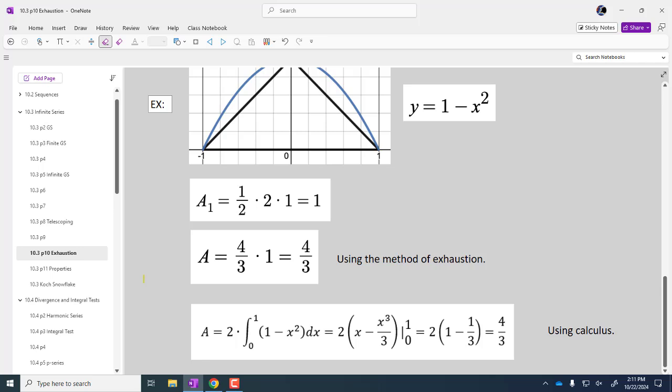So they call this the method of exhaustion. You're kind of exhausting all of the area by slowly adding a little bit more, a little bit more, a little bit more. So you're kind of exhausting the region. Kind of like a Riemann sum, but not. Yeah, I mean it's very similar to a Riemann sum.